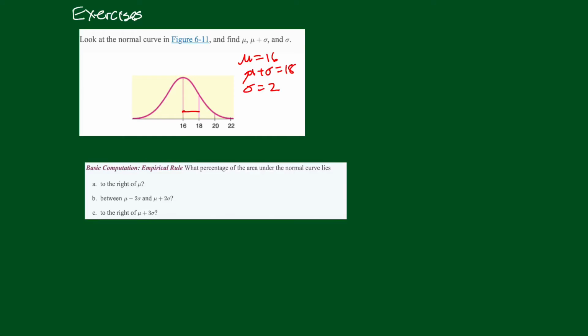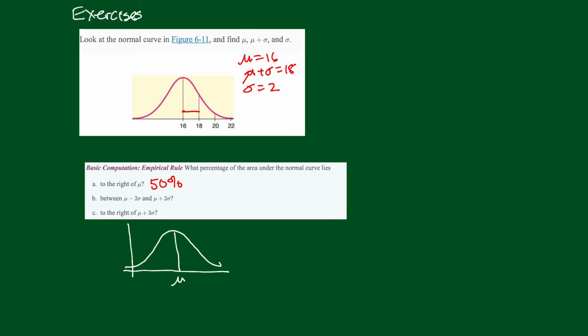Here's another problem. I think this is problem number 6 in the textbook. So first up, how much area is to the right? Now, percentage of area, we're also talking probability. So how much area is to the right of the mean? Okay, now let's just draw a little picture here. Maybe we can do it without, but let's just be sure. Here's the mean. How much area is to the right? Well, that is 50%. 50% of the area is to the right.